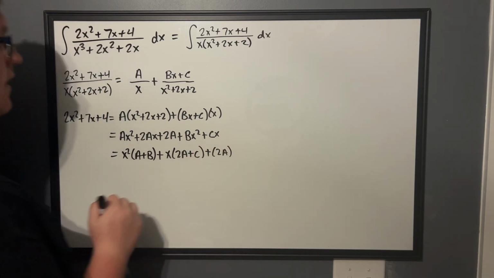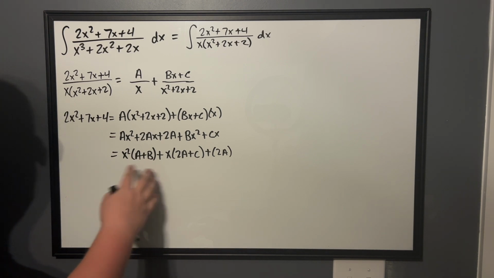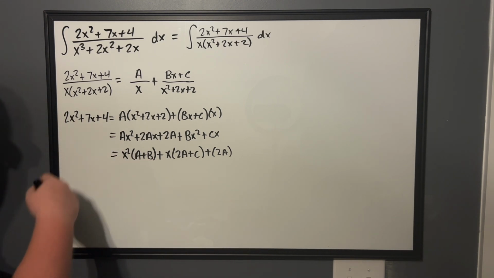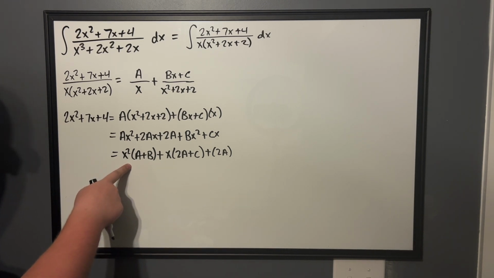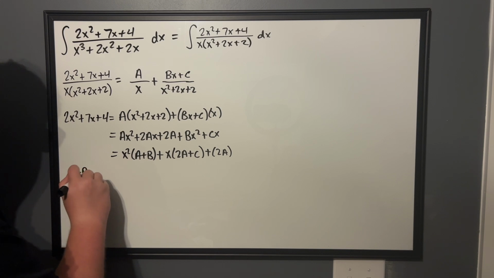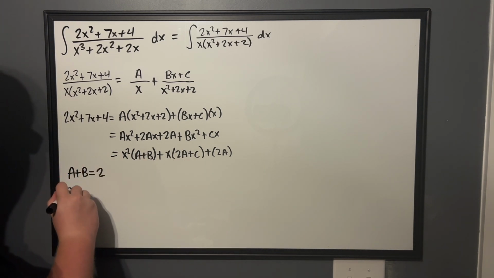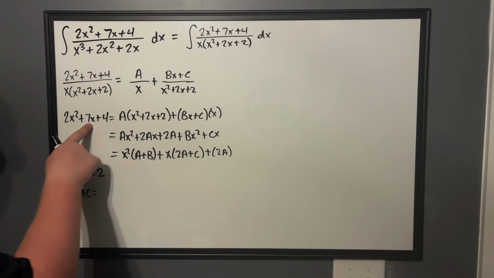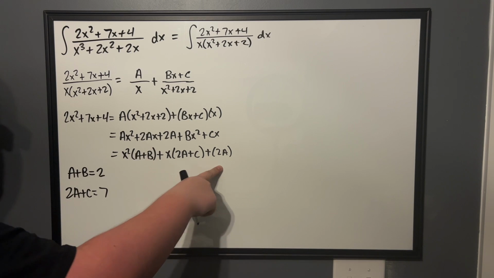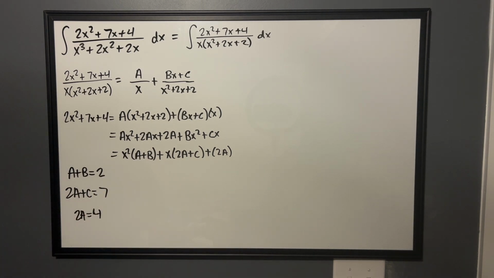So this is, of course, equal to x squared times a plus b plus x times 2a plus c plus 2a. So I went quick there, but all we did was rewrite this so that we can solve for a, b, and c by matching these coefficients. So if a plus b times x squared should equal 2x squared, that tells us that a plus b should equal 2. Same thing here, we want 2a plus c to match this coefficient, so we want that to be a 7. And 2a is the only constant term, and we need that to equal 4. So we want 2a to equal 4.